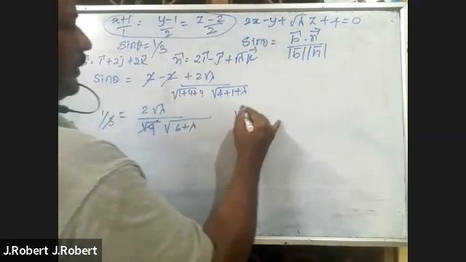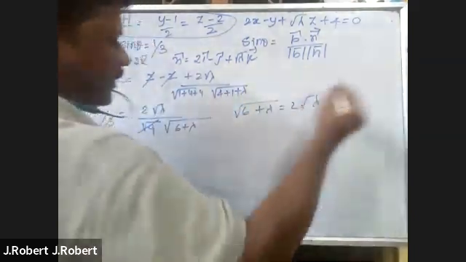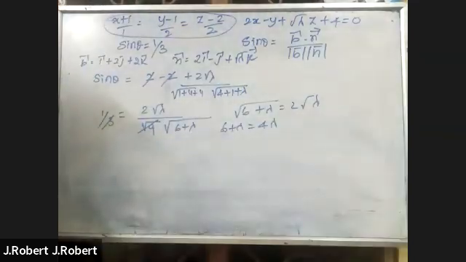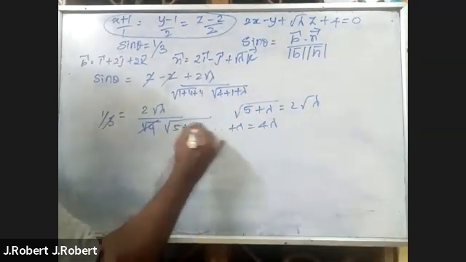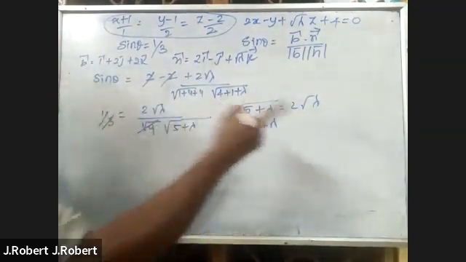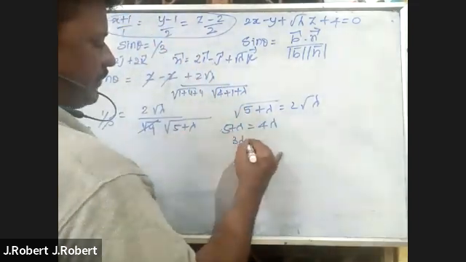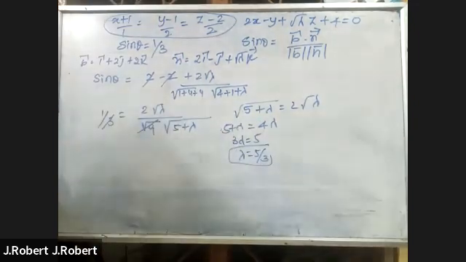So cross multiply, root of 5 plus lambda is equals to 2 root lambda, squaring on both sides. 5 plus lambda equals 4 lambda. Sir, okay? It should be 5 plus lambda, sir. Where? Right. 5 plus lambda. Sorry, thank you very much. You bring this lambda to that side. We have 4 lambda minus lambda, 3 lambda. 3 lambda is equals to 5. Lambda is equals to 5 by 3. Please take down.